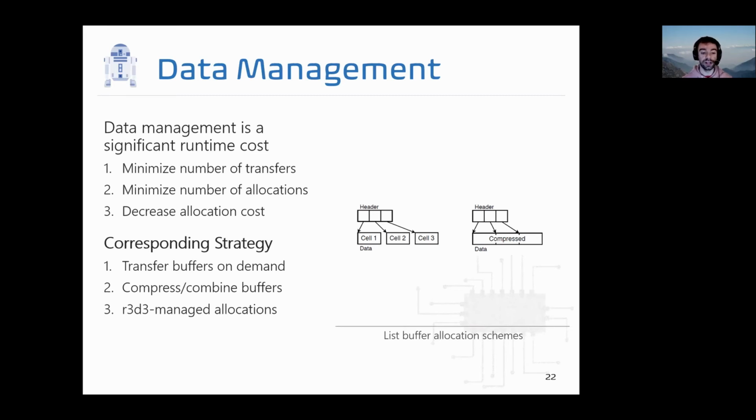Number 1, we want to transfer buffers only on demand. So really keeping track of where data is stored and if it has been modified or not. Number 2, we want to try and compress or combine buffers as much as possible. And so this means that if we have multiple cells representing a single data item, instead of having 3 separate allocations, we have a single compressed buffer for the entire data structure, and we divide it up using a header to index into the structure. And lastly, to decrease the allocation costs, we're actually going to manage this ourselves by pre-allocating large pages and dividing it up as the runtime progresses.